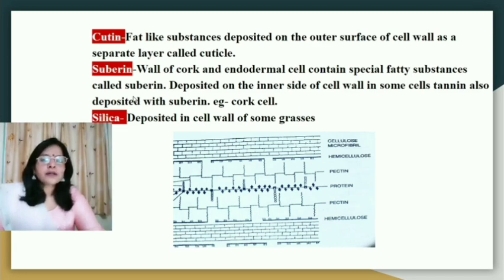And suberin. The wall of cork and endodermal cells contains special fatty substances called suberin. It is deposited on the inner side of the cell wall. In some cells, tannin is also deposited with suberin. Example, cork cell. And silica is deposited in the cell wall of some grasses, but all the substances are not found in one cell, so the examples are different.